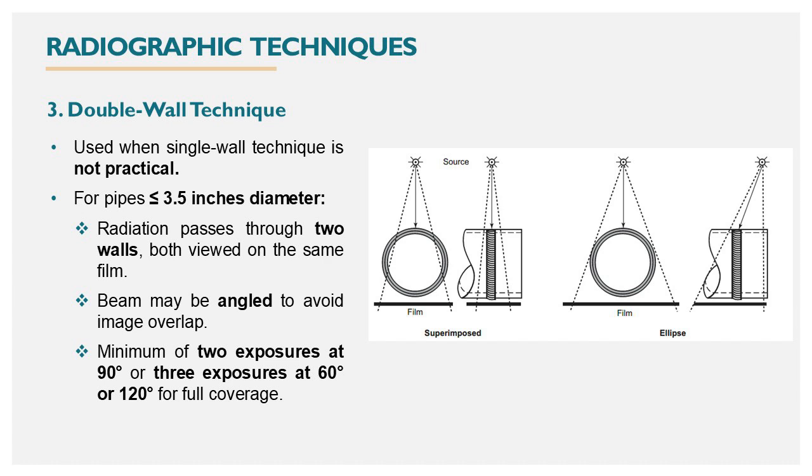Used when single-wall technique is not practical. For pipes equal to or less than 3.5 inches in diameter, radiation passes through two walls, both viewed on the same film. The beam may be angled to avoid image overlap. A minimum of 2 exposures at 90 degrees, or 3 exposures at 60 degrees or 120 degrees, is required for full coverage.